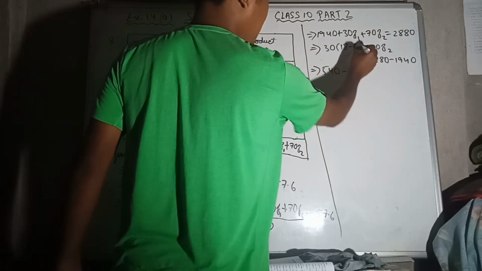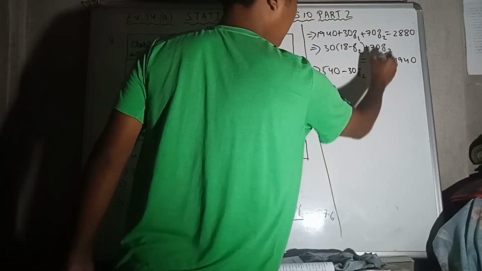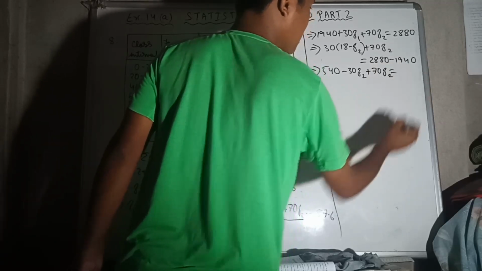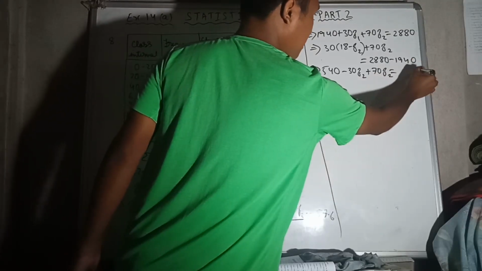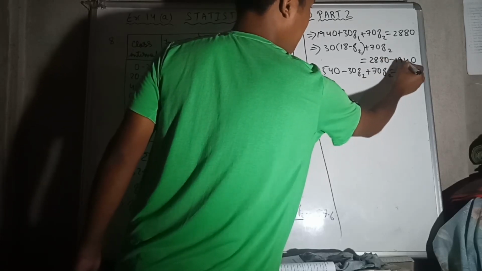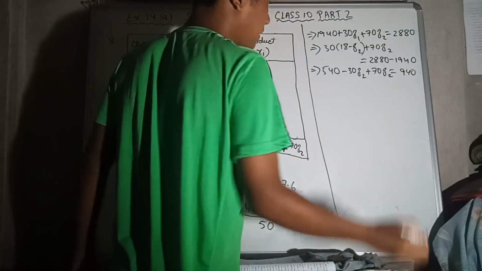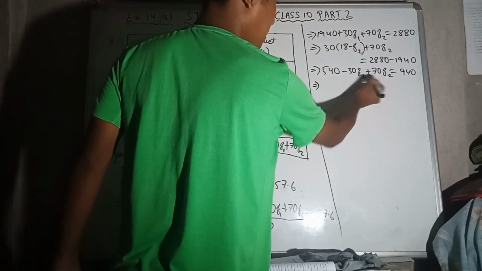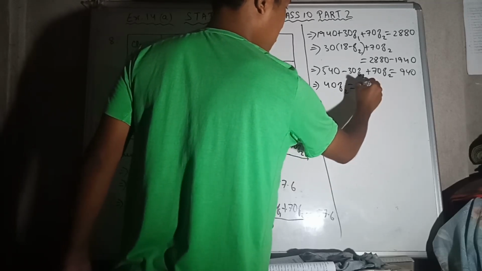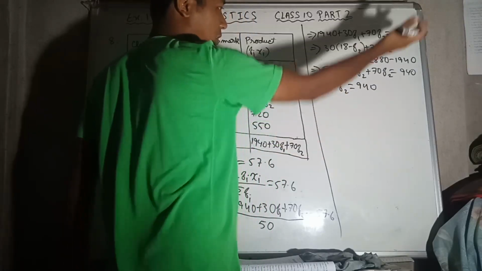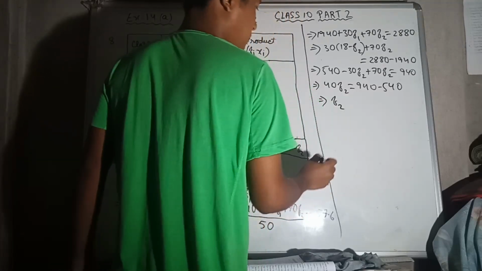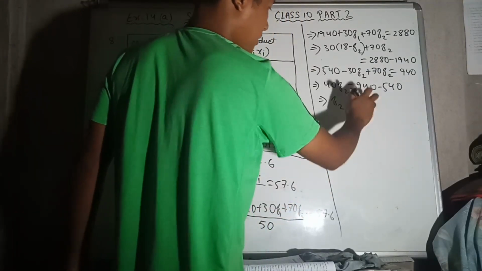This is equal to, subtracting, 0 minus 0 is 0, 8 minus 4 is 4, then 18 minus 9 is 9, 940. And this implies 70 minus 30 is 40 f2, and this is equal to 940 minus 540.